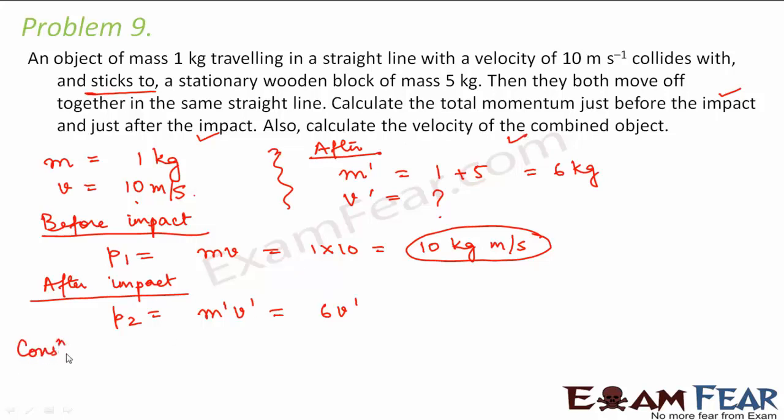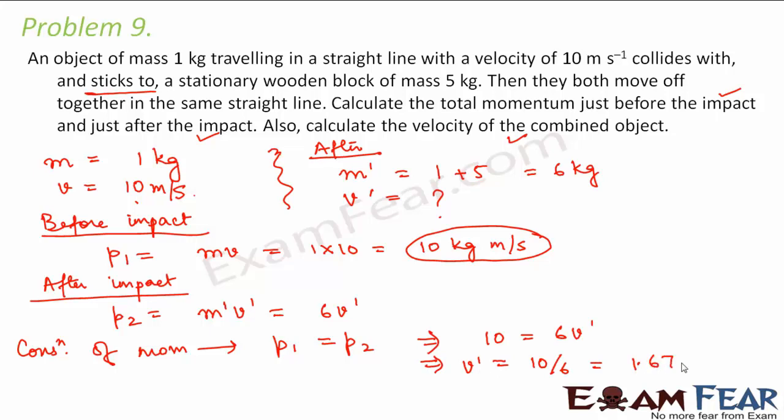Now from conservation of momentum, what do we know? We know that the total momentum before collision should be equal to total momentum after collision. So from this we can say 10 should be equal to 6 v dash, or v dash should be equal to 10 by 6, that is equal to 1.67 meter per second. So this is the velocity of the combined object. So now we can calculate the total momentum after the impact. So the total momentum after impact will be 6 into 1.67, that is equal to 10 kg meter per second.